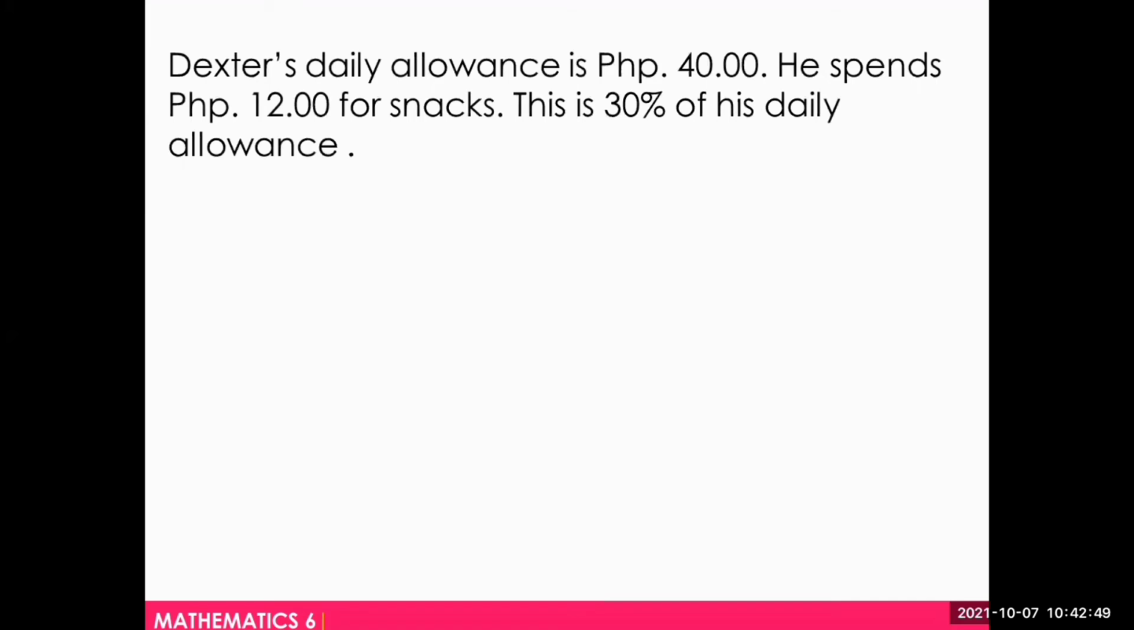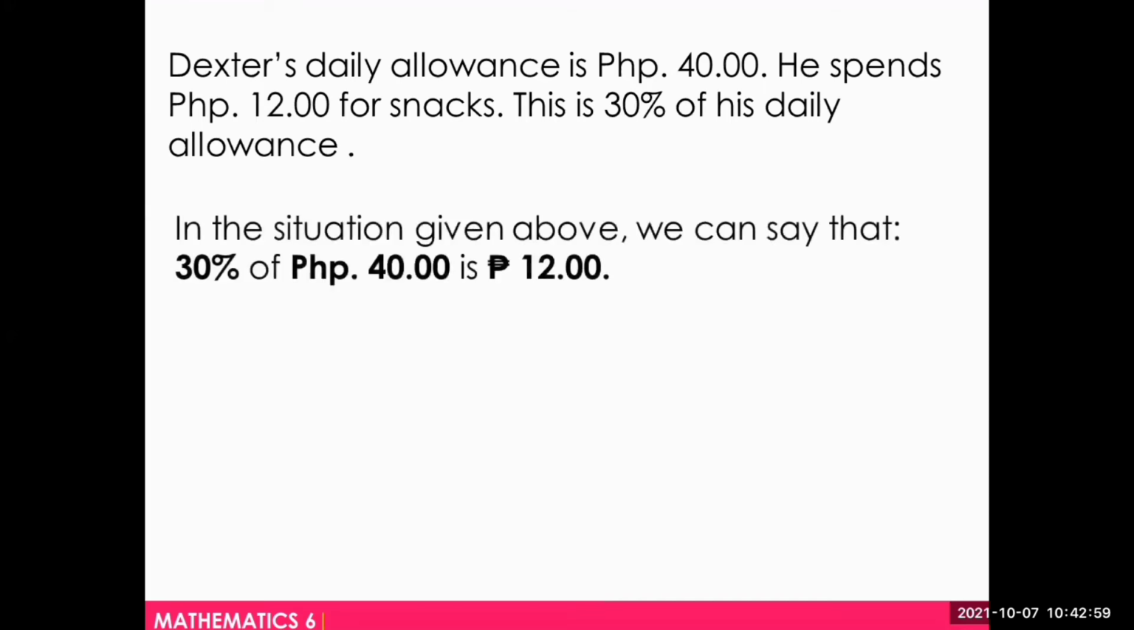Dexter's daily allowance is 40 pesos. He spends 12 pesos for snacks. This is 30% of his daily allowance. In the situation given above, we can say that 30% of 40 pesos is 12 pesos.